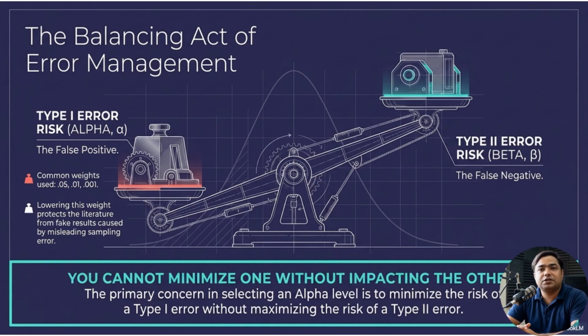In research, the choice of alpha depends on the context. If a false positive is very dangerous, we use a smaller alpha. For example, in medical drug testing, we do not want to claim that a treatment works when it actually does not. But if missing a real effect is very dangerous, then we also need to think carefully about type 2 error and statistical power. This is why hypothesis testing requires balance.